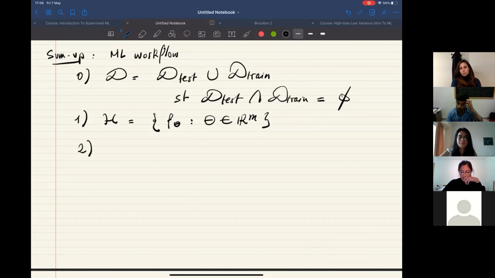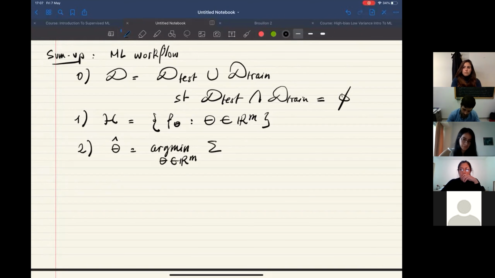We define the cost function, and once this cost function is defined, the training is done how? By taking the argmin of the cost function. So for concreteness, I will use the mean square error. So I'm summing over all the samples, so the pairs of inputs and outputs that belong to the training set only. Okay, this is a set of size n train.